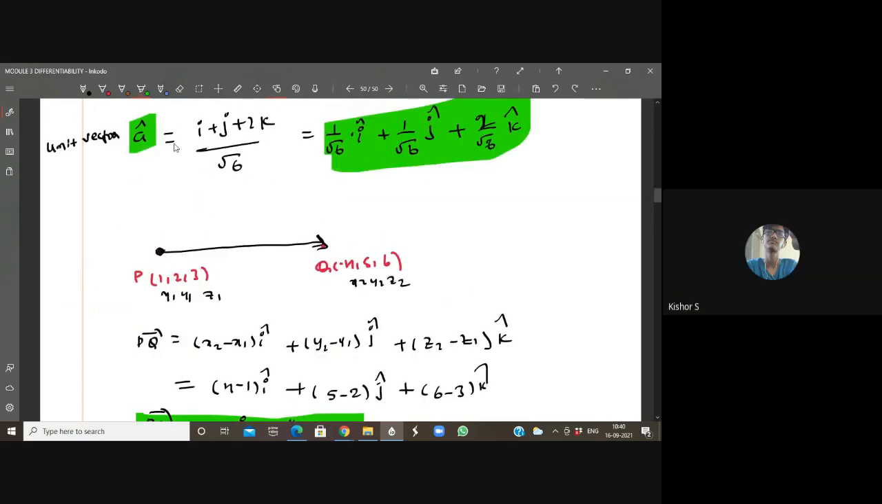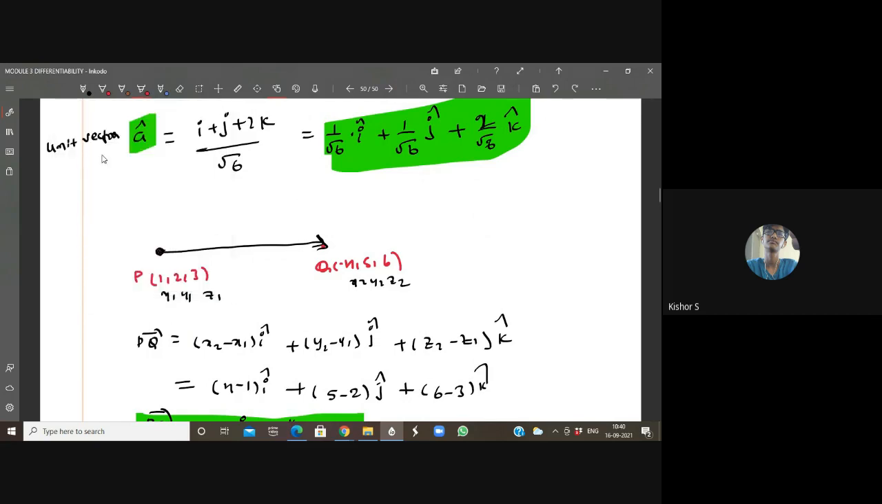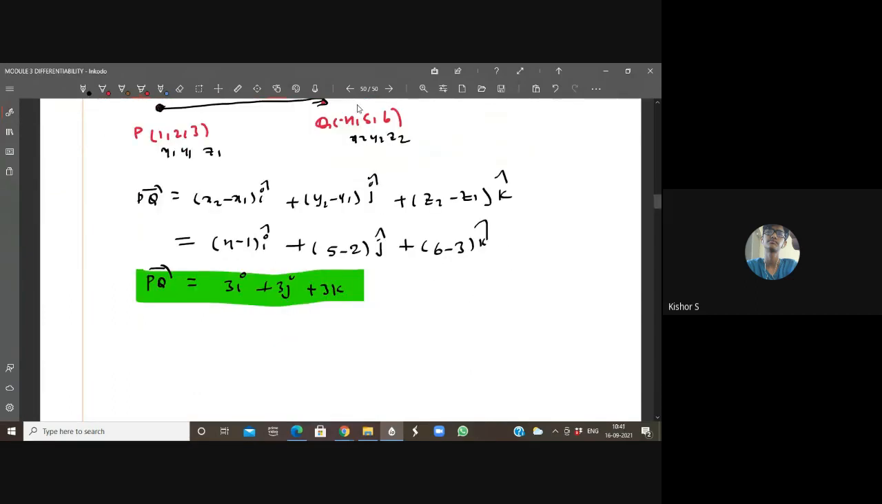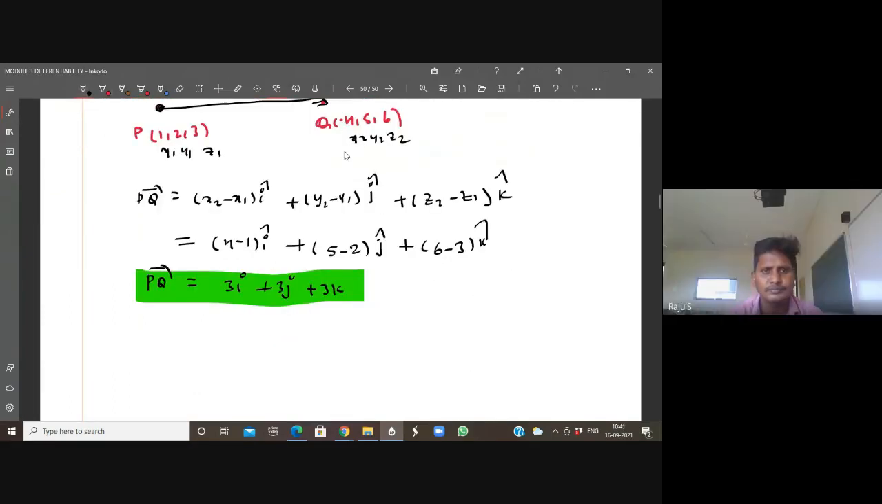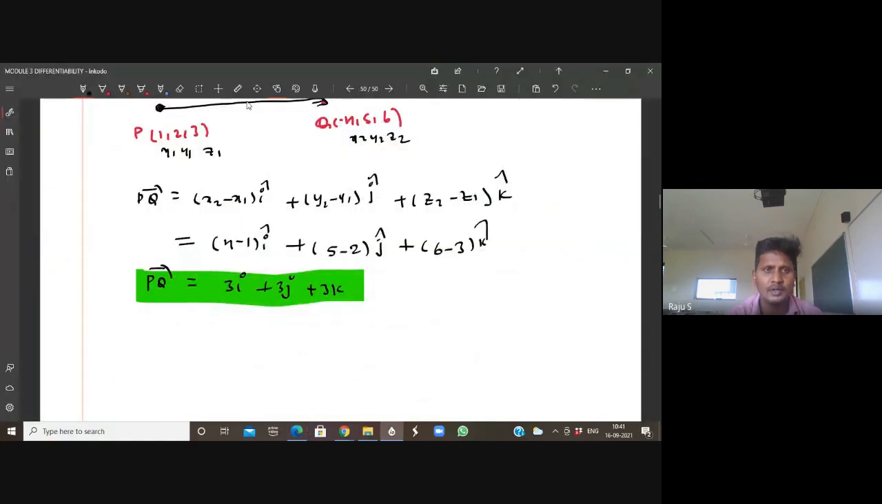So shouldn't it be minus 3, because x2 is minus 4? Oh, is it minus 4? Yeah, it's not minus 4, it is plus 4. I have written 4, 5, 6 only. Okay, Kishore?